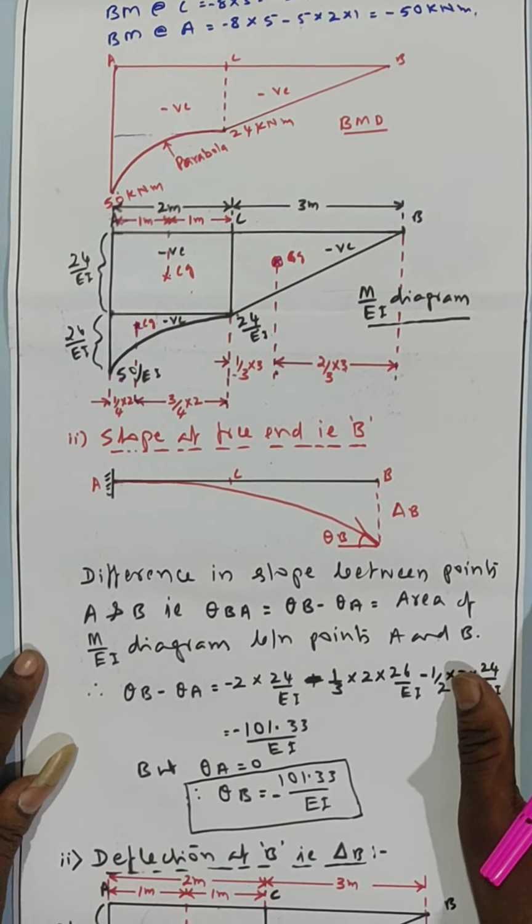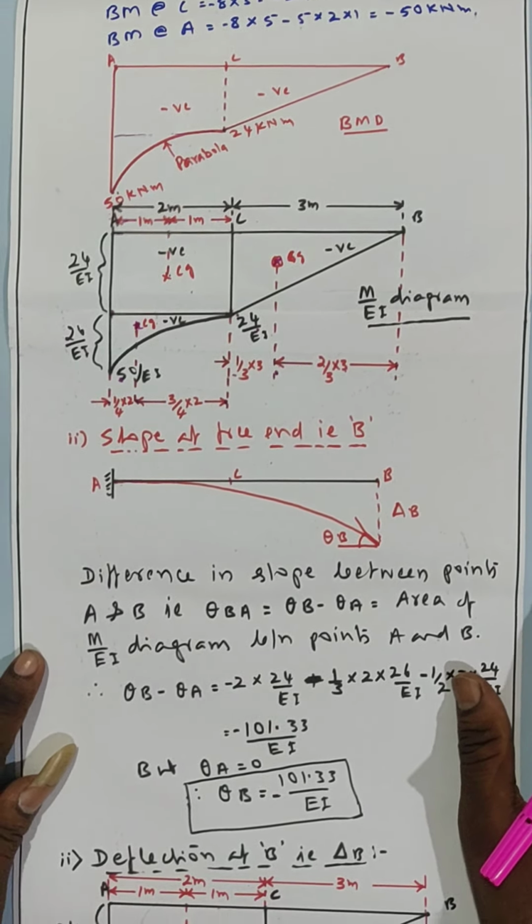Now theta B minus theta A equals, what is the area of the rectangle? 2 into 24 by EI, minus 2 into 24 by EI. These values are negative. Next, minus, what is the area of this type of parabola? I have given it in the notes. It is 1/3 of b into h. It is 1/3 of 2 into 26 by EI. Minus, then the area of this triangle, half into base into height, half into 3 into 24 by EI. Since theta A is 0, directly we get theta B equals 101.33. Therefore, theta B equals 101.33 by EI.